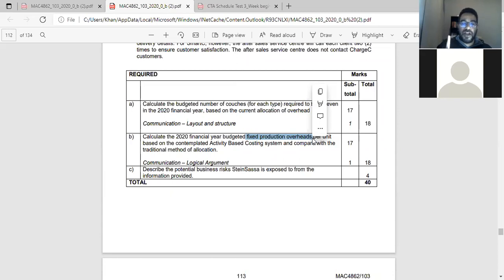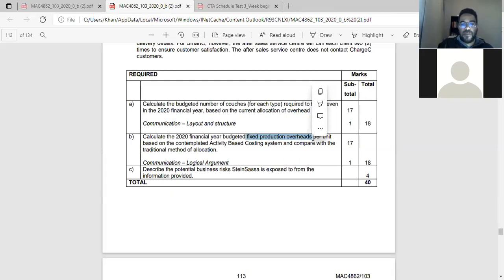Remember, the cost of a product is three things: direct material, direct labor, manufacturing overheads. Manufacturing overheads, variable and fixed depending on the costing system. So they're not asking you for the cost of a product. If they asked you for the cost of a product, you must provide all three. What are they asking you for? One of those things: fixed production overheads or fixed manufacturing overheads.